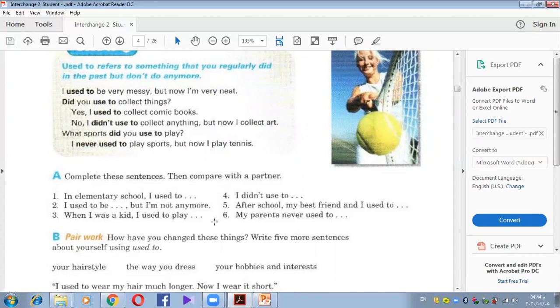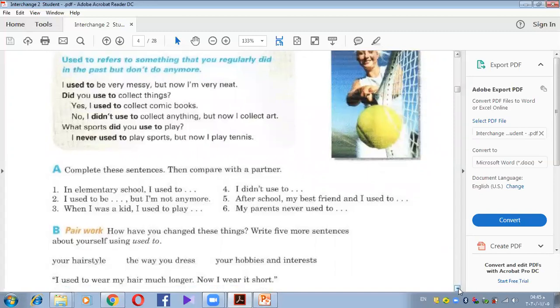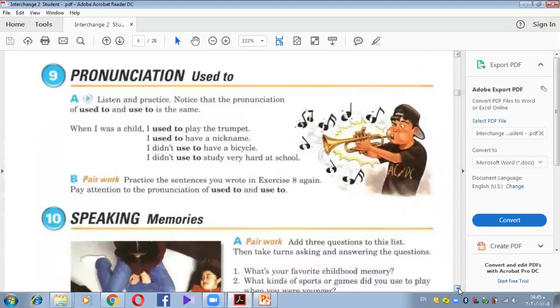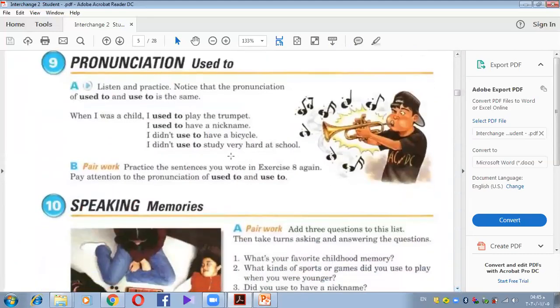I want you to choose one sentence and complete it. Homework as well. Choose any sentence from number 1 to number 6 and complete the spaces. This is your homework as well. Again, used to. When I was a child, I used to play. I didn't used to have a bike. I didn't used to study very hard. This is true about any person.